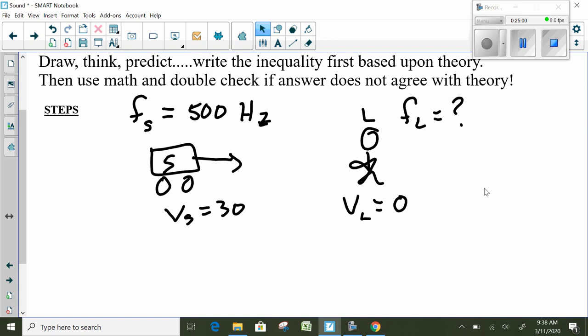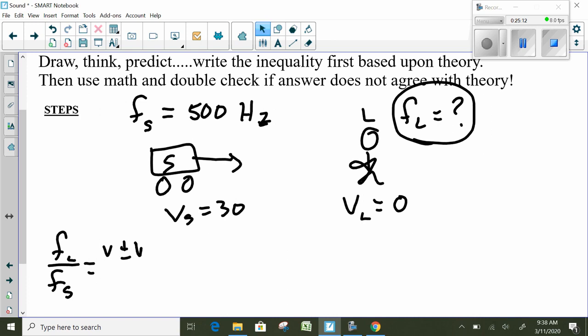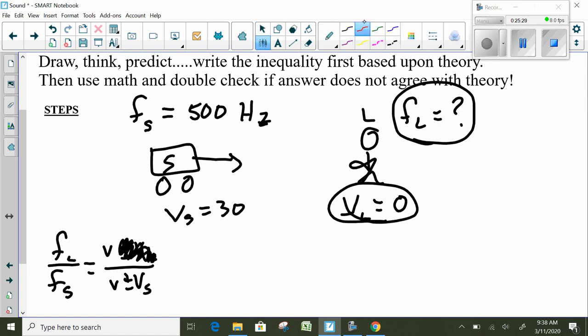So I'm going to scroll down a little bit and see if we can fit this in here. Because we're looking for the frequency of the listener, I'm going to set up the equation with the L's on top. So I'm going to say FL over FS equals V plus or minus VL over V plus or minus VS. Now notice that VL equals 0, so I'm going to get rid of that. I don't have to worry about the plus or minus sign on top. Now, again, the most important thing is the inequality.